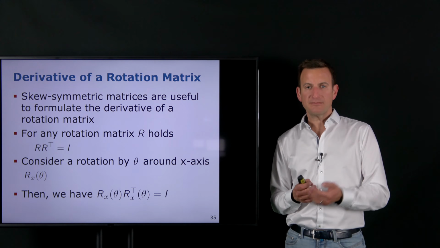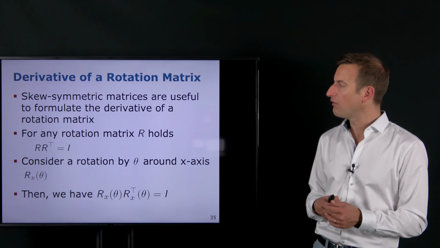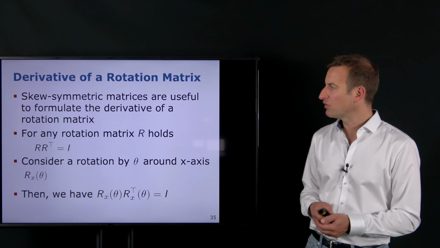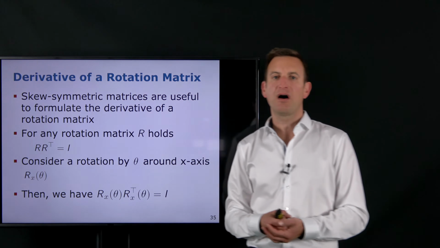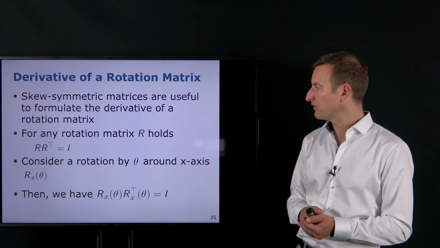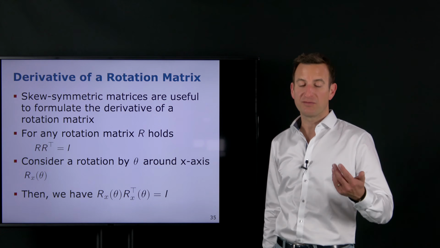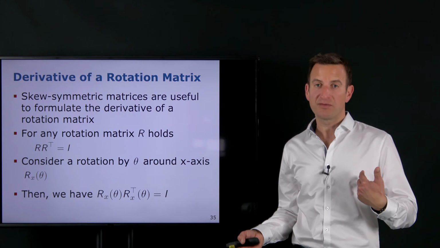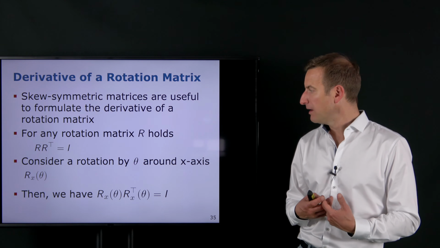Okay, let's dive a little bit into that and quickly look into how the derivative of a rotation matrix looks like, also some things that we're using from time to time in this course. So just as a reminder, for any rotation matrix that we have, we know that R times R transposed must be the identity matrix. So if I have a rotation matrix and I multiply it with the transpose of itself, then I'm actually not carrying out a rotation. So the transpose of the rotation matrix is actually the inverse of that rotation matrix itself.